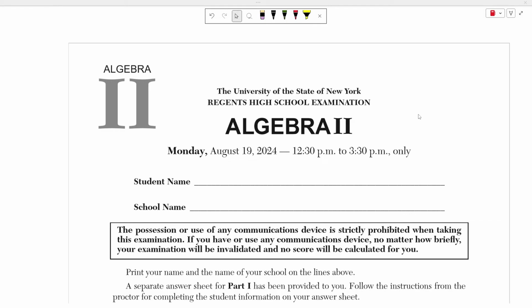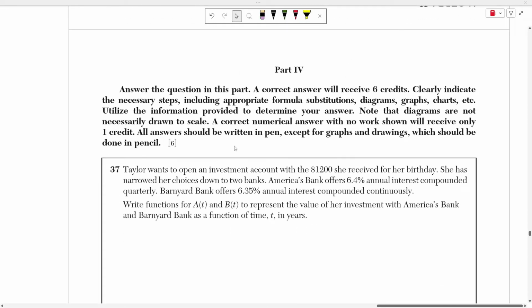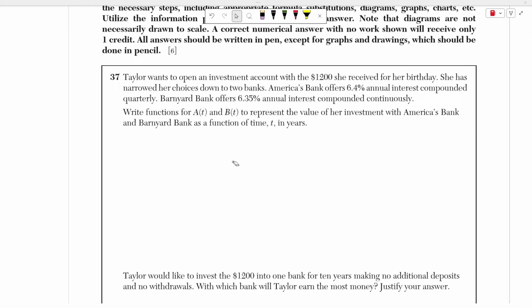Hello everyone, today we're going to be going over the August 2024 Algebra 2 Regents exam. In this video, we're going to be looking at part 4, which is made up of one question worth 6 points. A link to this test is in the description of the video if you want to follow along. That being said, we're just going to go over this one problem.